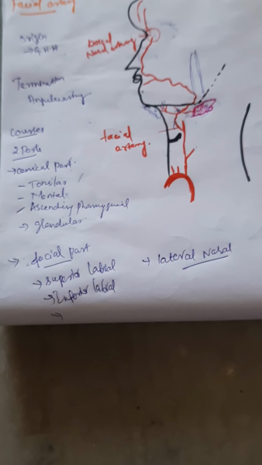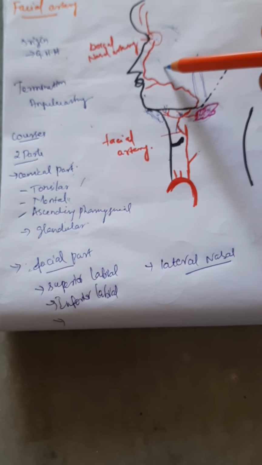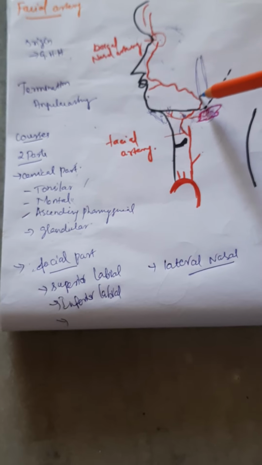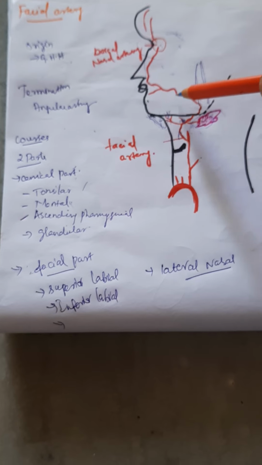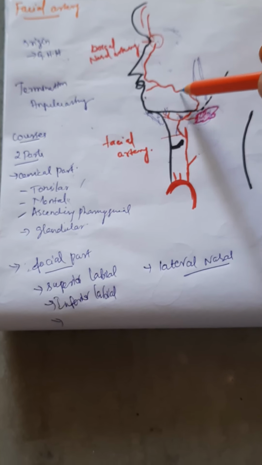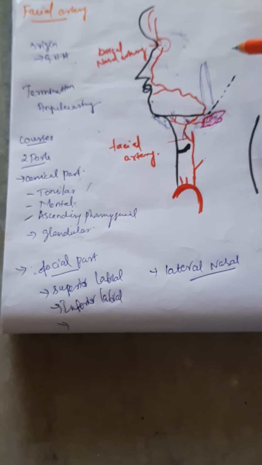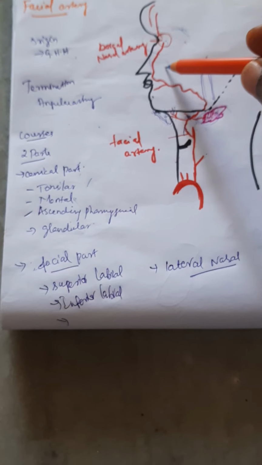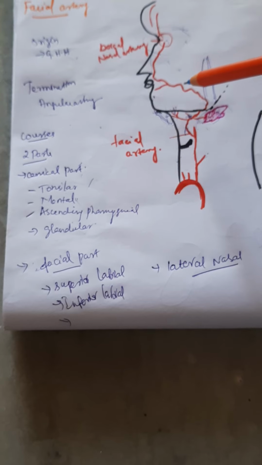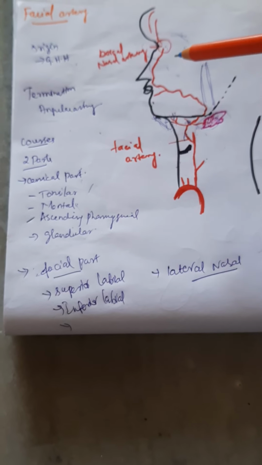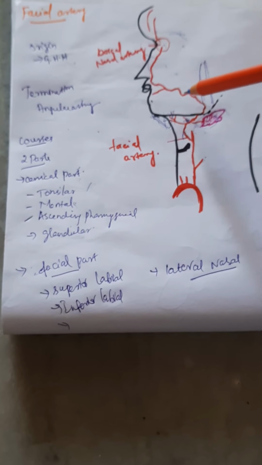From the dissection point of view, you can easily identify the facial artery as the facial vein comes close to it. The artery is more or less tortuous in nature. Tortuous means a little bit wavy, and the vein is more or less straight. Why is the artery tortuous in nature? Because of the actions of the facial muscles as well as the movement of the mandible.